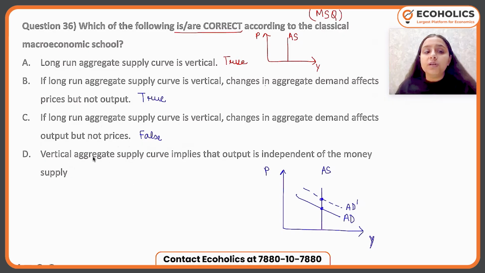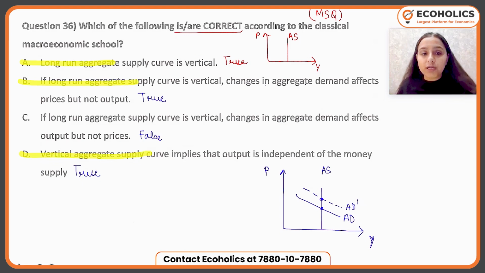Now option D: a vertical aggregate supply curve implies that output is independent of the money supply. You must have studied the neutrality of money, or the classical dichotomy, in the classical macroeconomic school, which says that money supply has no role in deciding the aggregate supply of the economy. That is the neutrality of money in the classicals, which is again true. Because of this, options A, B, and D would be my correct options, and hence in the exam, I would choose A, B, and D.